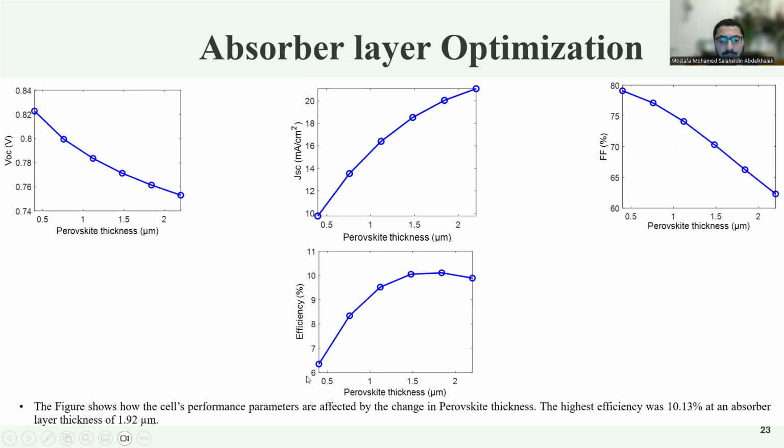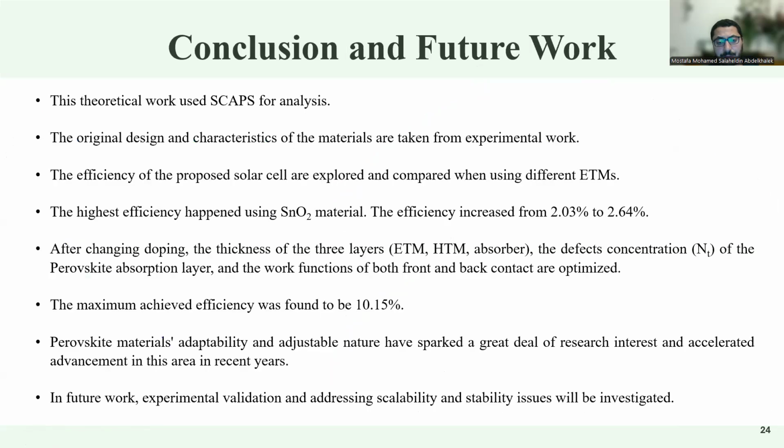After that, the perovskite thickness is investigated. The highest power conversion efficiency was 10.13 at an absorber layer of 1.92 micrometer thickness.